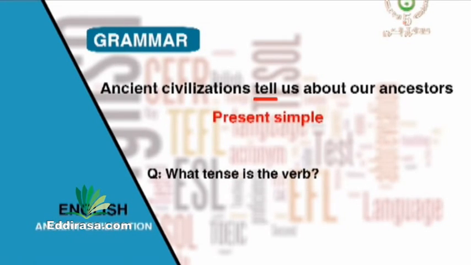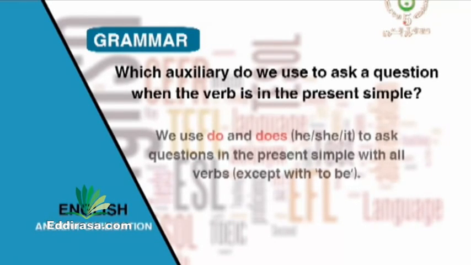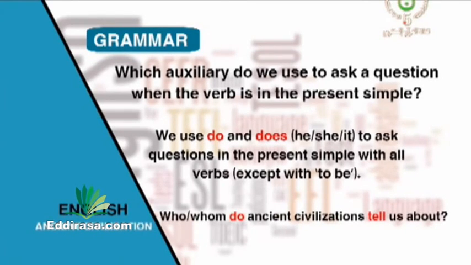Present simple. Which auxiliary do we use to ask a question when the verb is in the present simple? Right, we use do, and does for the third person singular he, she and it, to ask questions in the present simple with all the verbs except with to be, and we will see this later. The question then is, who or whom do ancient civilizations tell us about? Now, fill in the gaps in the chart to get the structure of WH questions in the present simple.